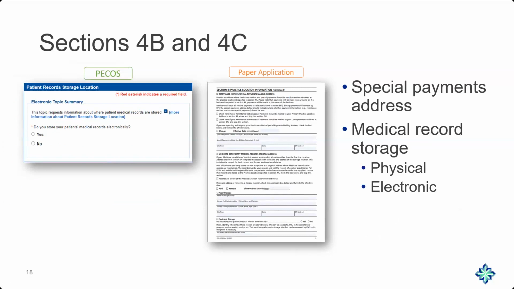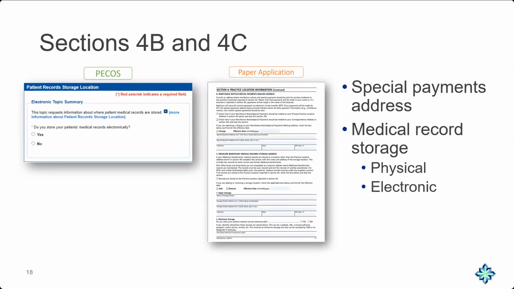And also there's a medical record storage address. We talked about the medical record correspondence address, and that's more for if we need to reach out about medical records, but we also want to know where those medical records are stored. It does have to be a physical location. It cannot be simply a PO box, but it needs to be that physical location.